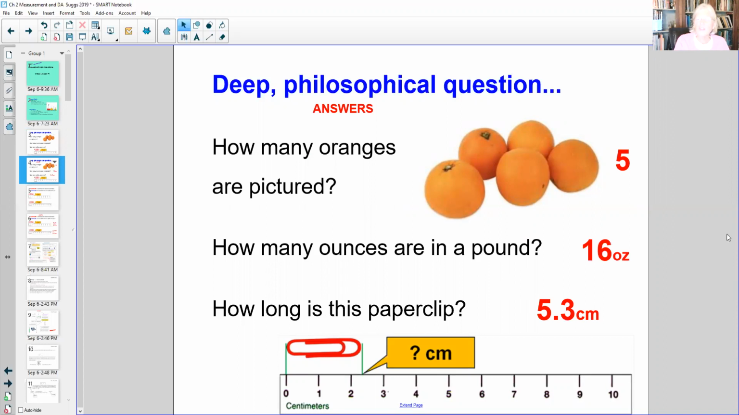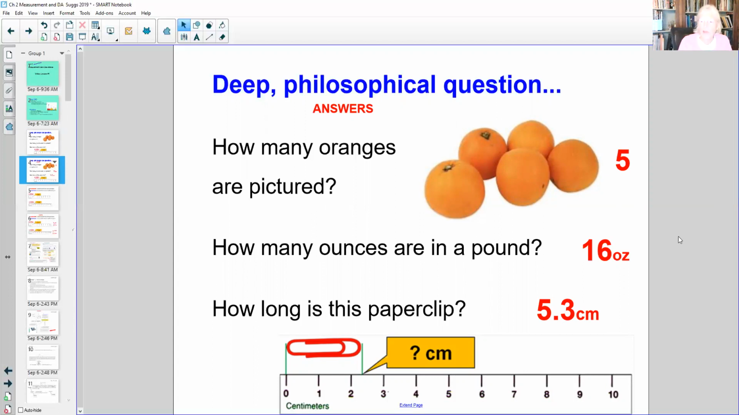So the answer to the first one, you counted 5. That is what I would call a perfect number because it's counted. There's no discrepancy in how many oranges are there. 5 is the number that's counted and it has no uncertainty, or I would say infinite significance.